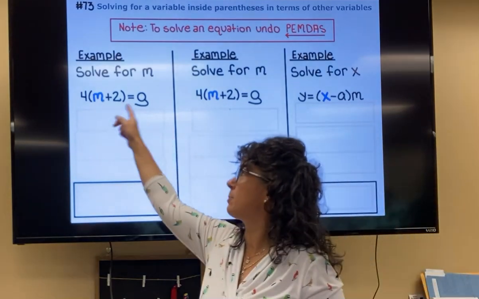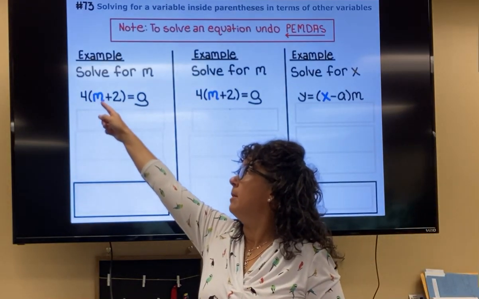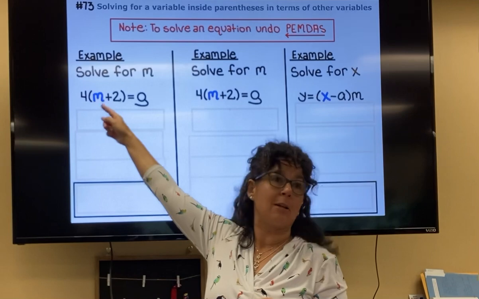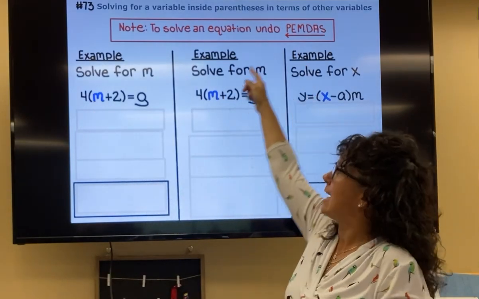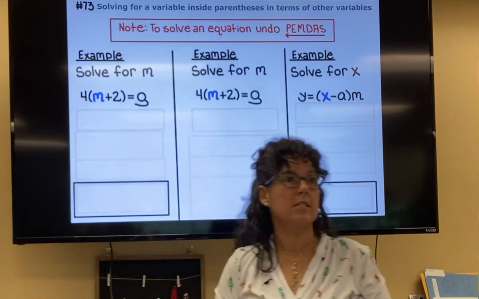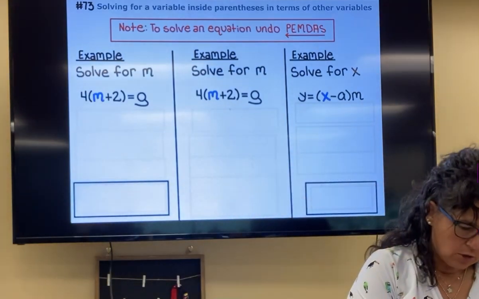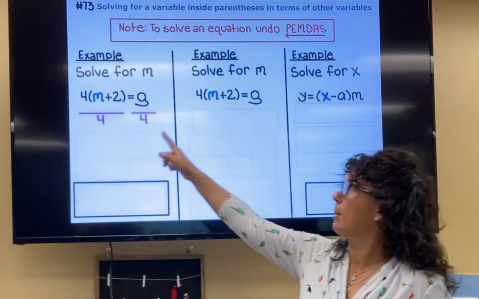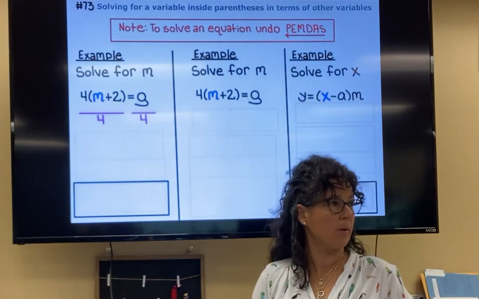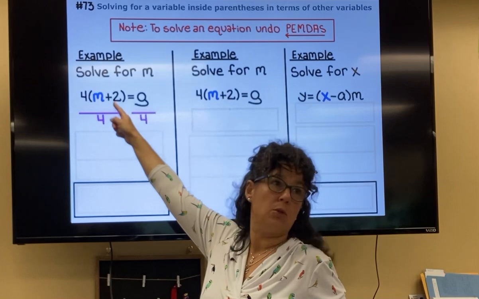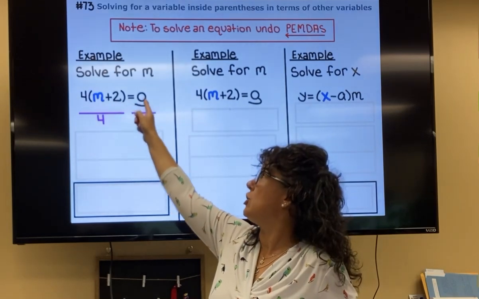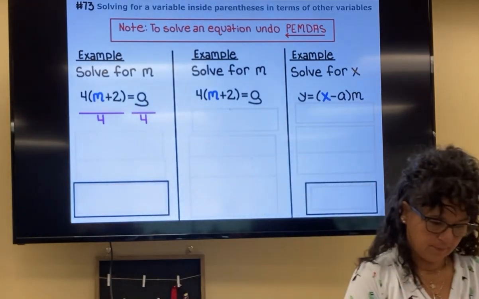When I'm looking at this problem, this m that I want by itself is inside parentheses. So if I undo that last, I'm going to get rid of the times 4 first. So to get rid of multiply by 4, I'm going to divide both sides by 4. And on the left-hand side, I'll be left with m plus 2. And on the right side, g over 4.